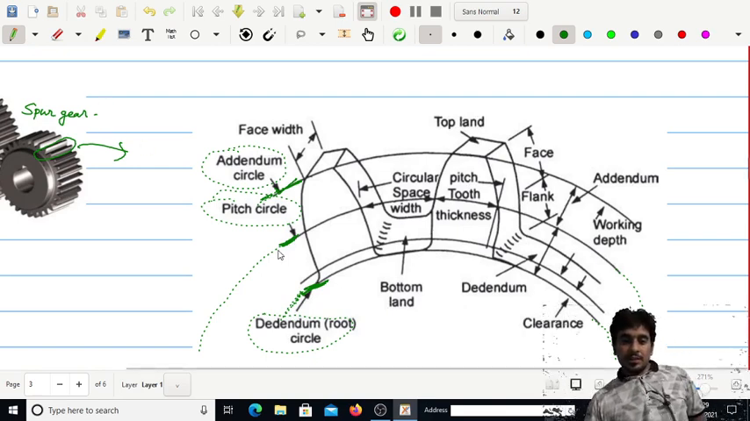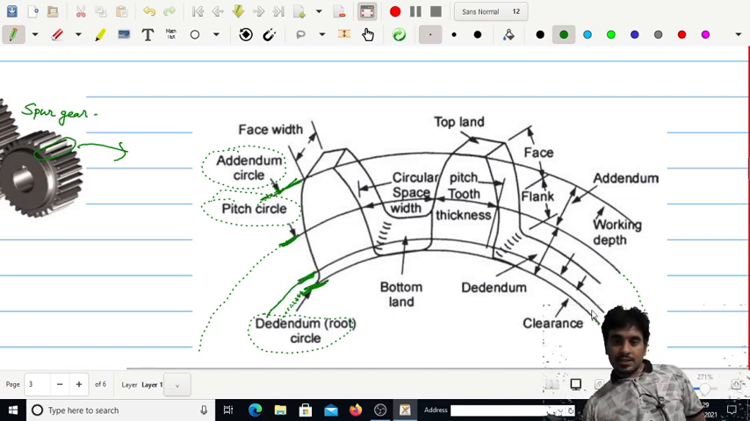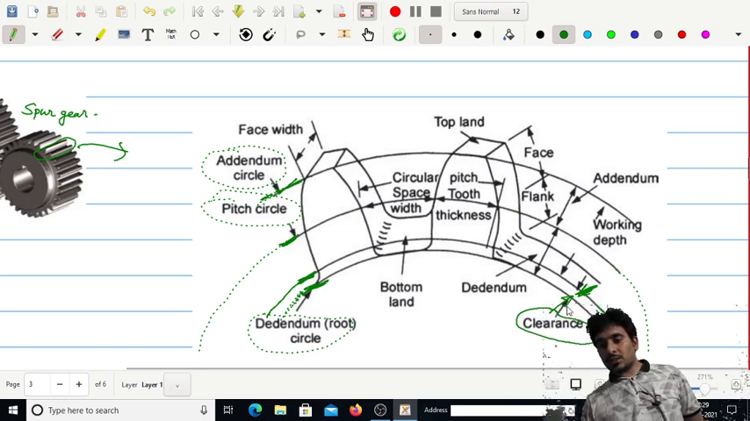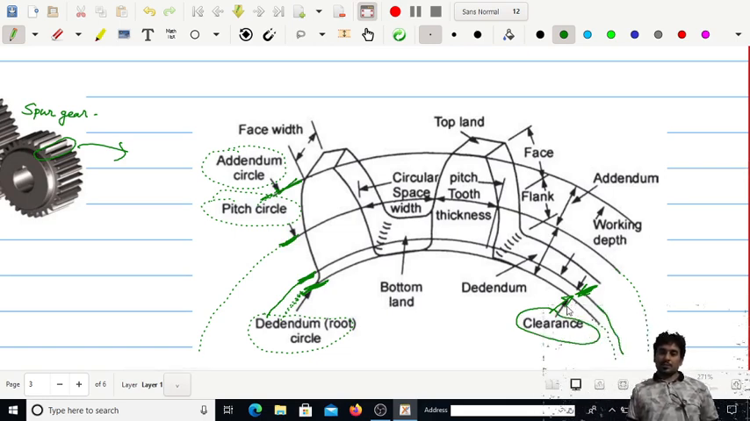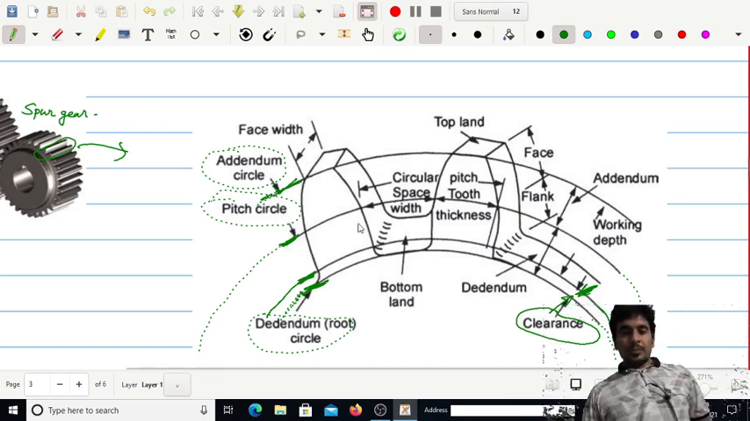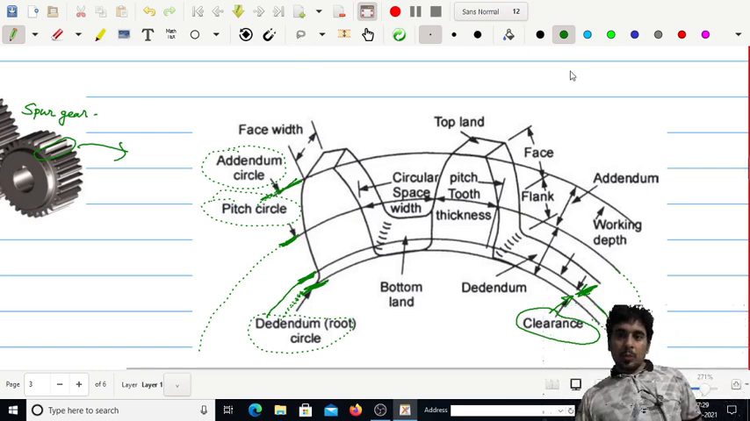Just above the dedendum circle we have another circle, this one. The difference between the dedendum circle and this drawn circle is called the clearance. Okay, clearance. Now coming to the tooth, this top portion of the tooth is known as the top land.